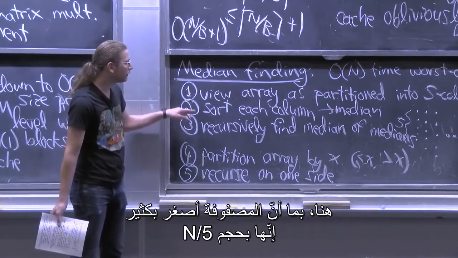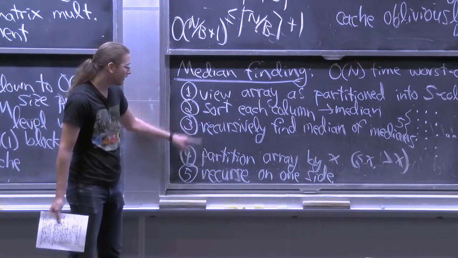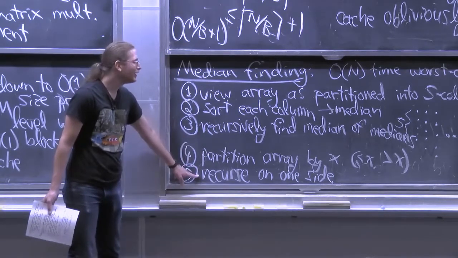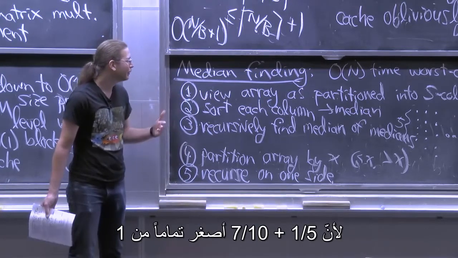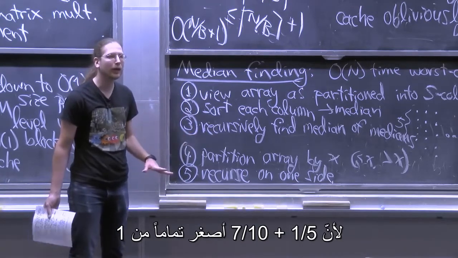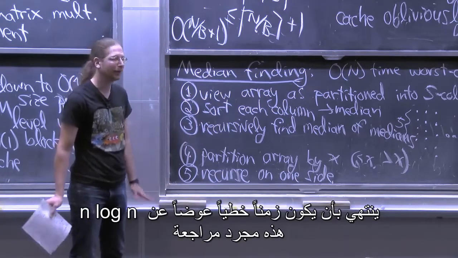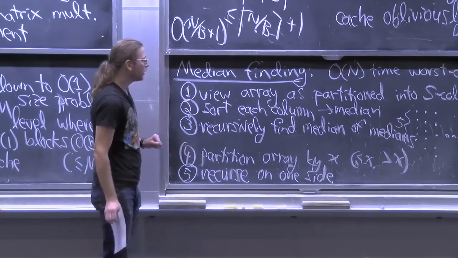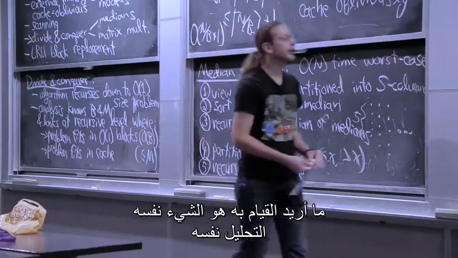Here, because this array is a lot smaller, this is a size n over 5, and this one was reasonably small. It was like at most 7/10 n. Because 7/10 plus 1/5 is strictly less than 1, this ends up being linear time instead of n log n. Okay, that's just review.